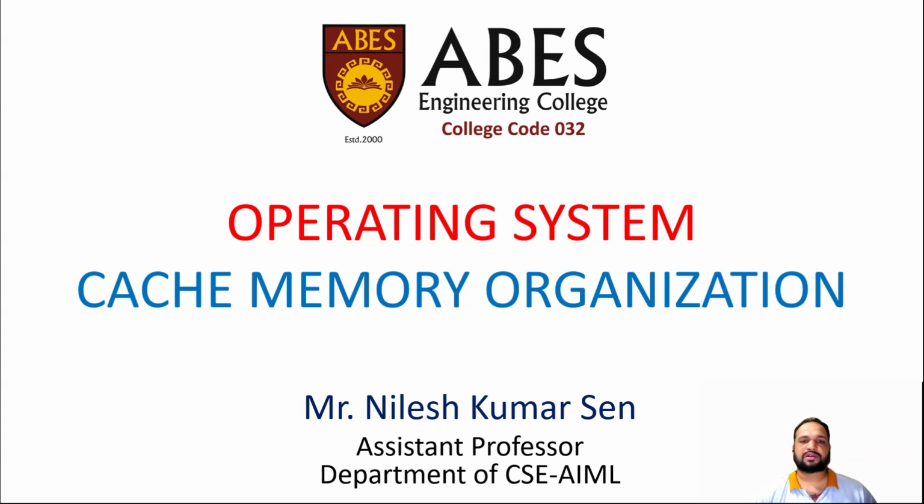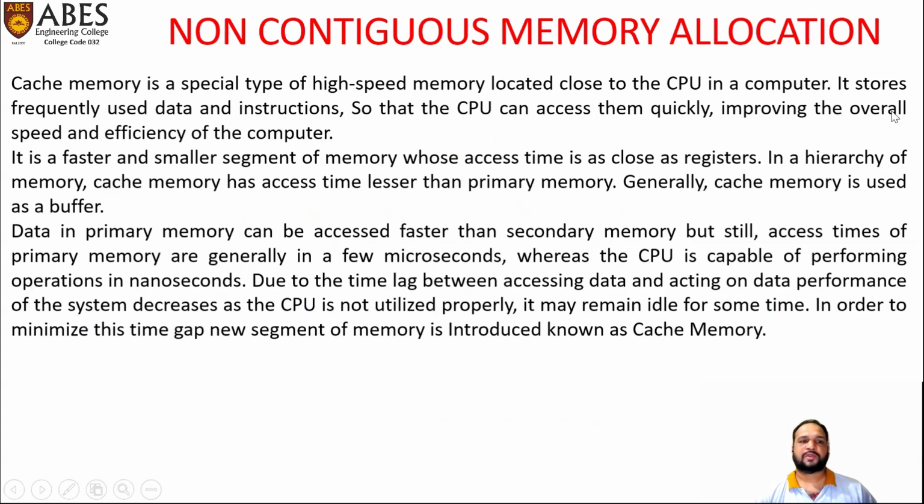Our today's topic is cache memory organization. Cache memory is a special type of high-speed memory located close to the CPU. Why is it so? It stores frequently used data and instructions so that the CPU can access them quickly, to improve the overall speed and efficiency of the computer.